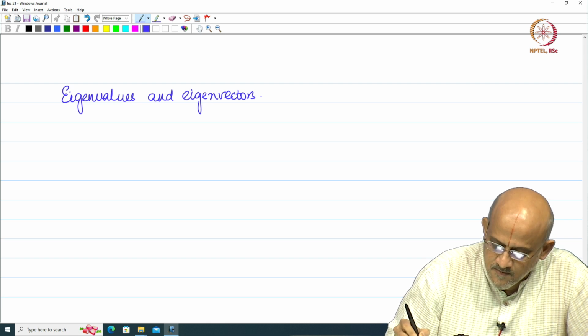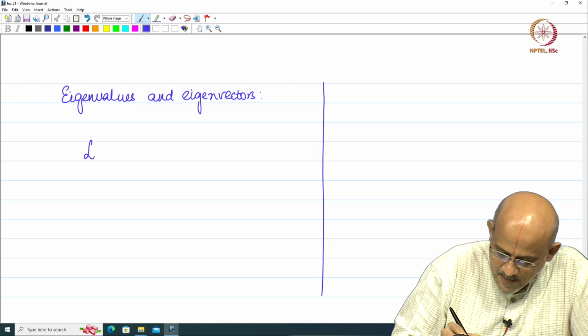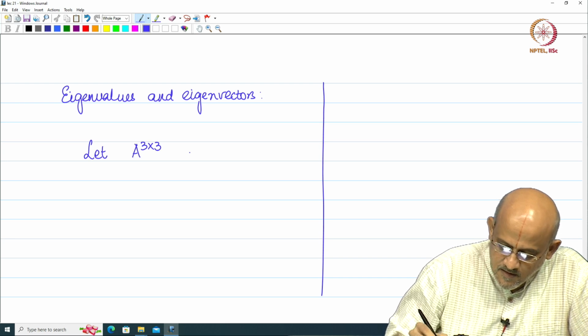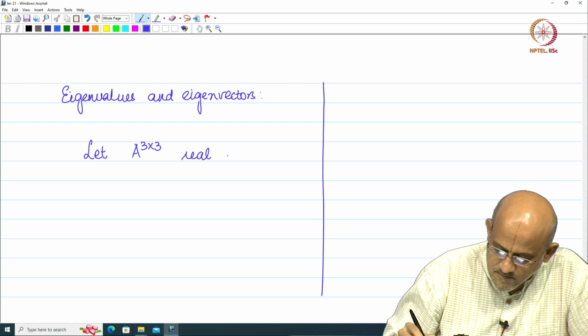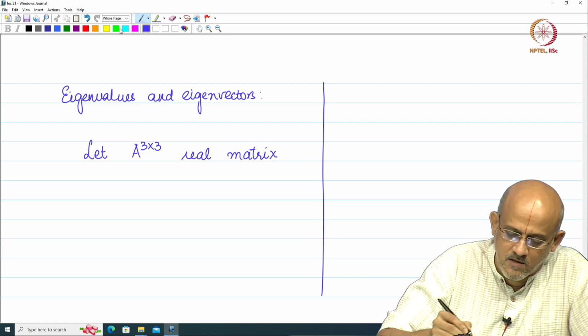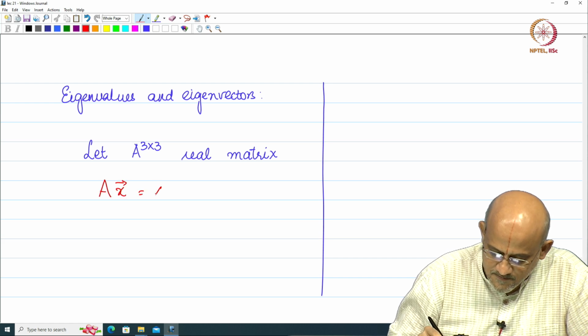Eigenvectors, how do we compute that? So how do we compute? Let us look at a matrix A, let A be any 3 by 3 real matrix. Now what are we trying to look at? We want to look at Ax equal to say some lambda x.